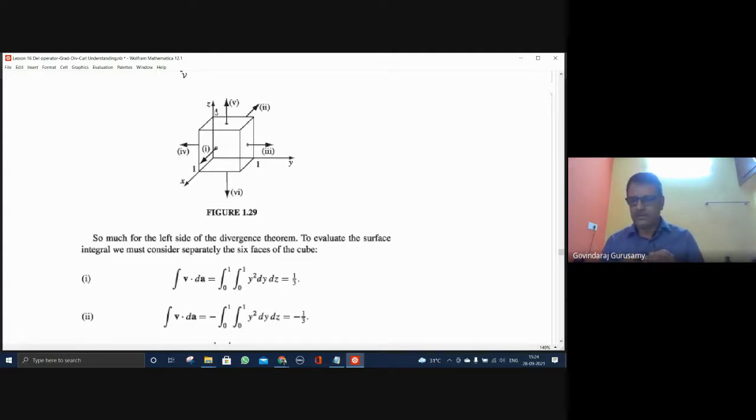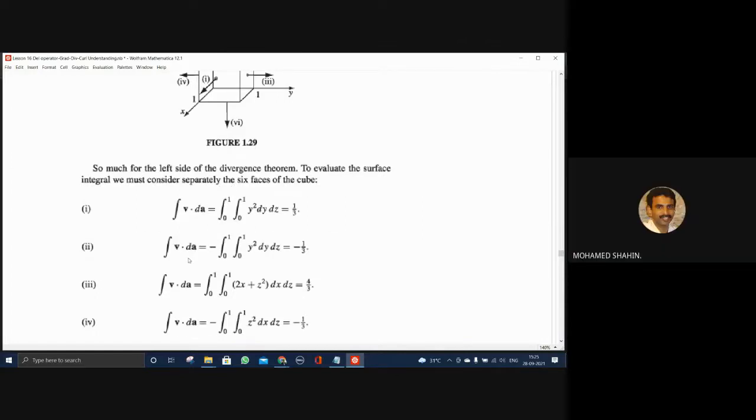Where are we now? We are here now. V dot dA along the direction of x, where you have a dy dz. Then the surface integral 0 to 1, 0 to 1, y square dy dz. This is 1/3. Agree? I hope it's clear for all of you. Is that clear? Yes, sir.